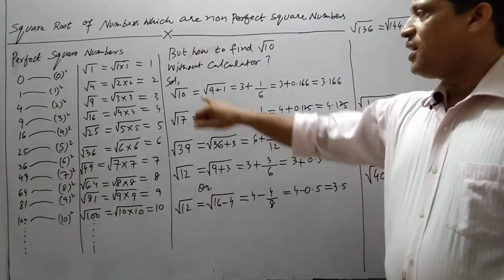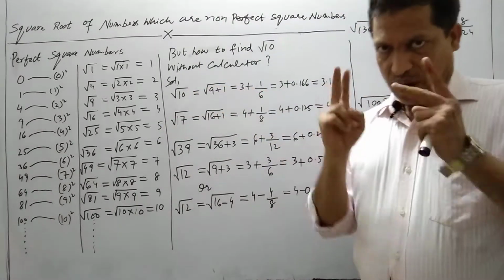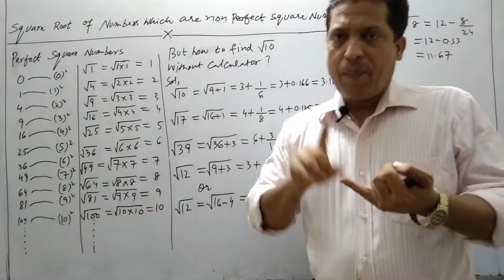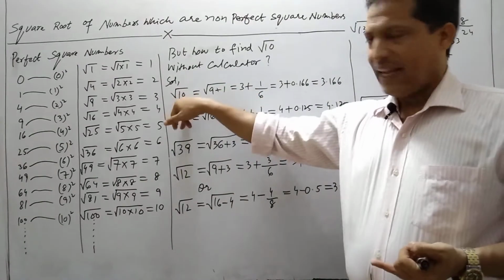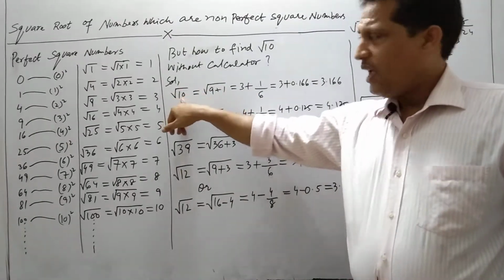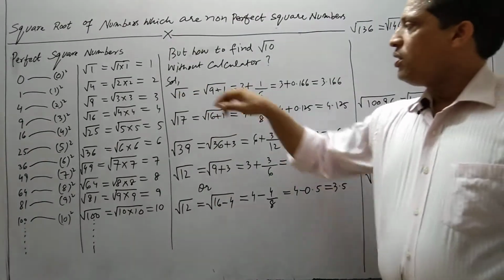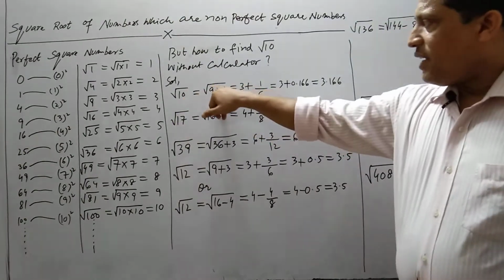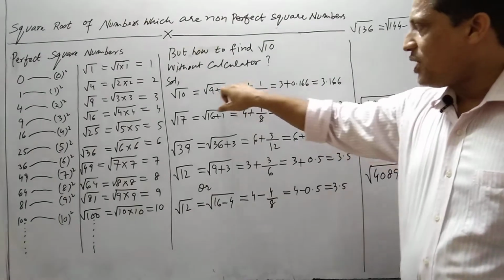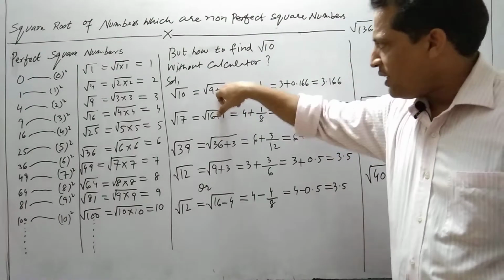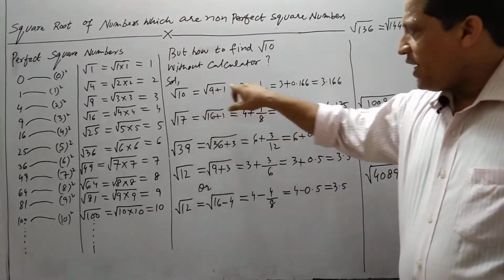How? Just write 10 as two numbers. One number should be a perfect square number, and the other number can be added or subtracted to get 10. So 10 can be written as 9 plus 1. Yes, 9 plus 1 is 10. Now this can be written as square root of 9 plus 1. You know, the root of 9 is 3. If you see the plus sign under the square root, you also have to write a plus sign.